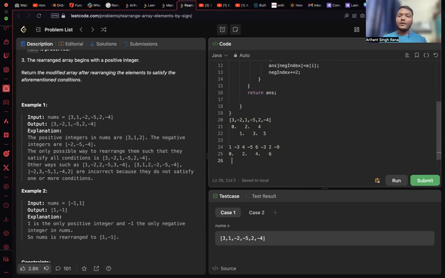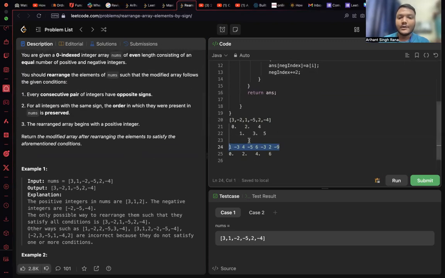Now let's see the indexes of the negative numbers inside the output array. Remember, this is the output array. The first element is positive. Each consecutive pair inside this array contains elements with opposite signs, so it satisfies all three conditions. We are assuming that the output array is already preserving its order. So this was the indexing for the positive numbers only.